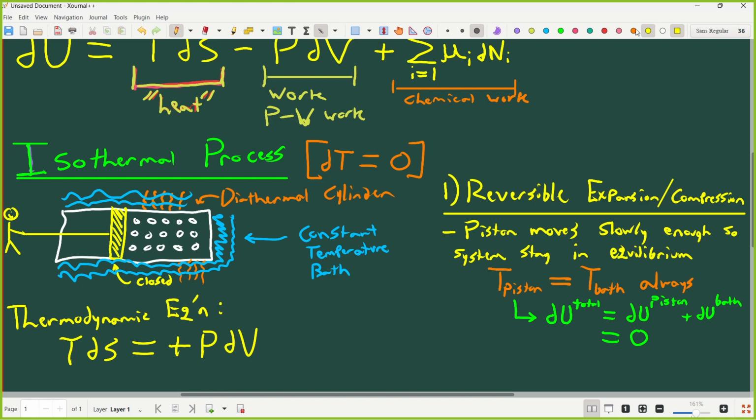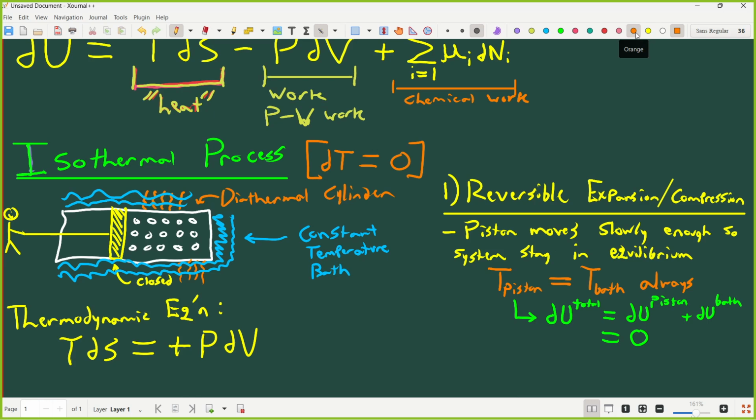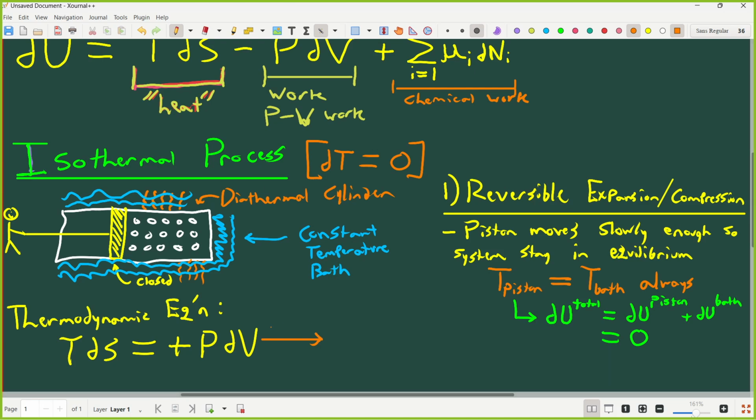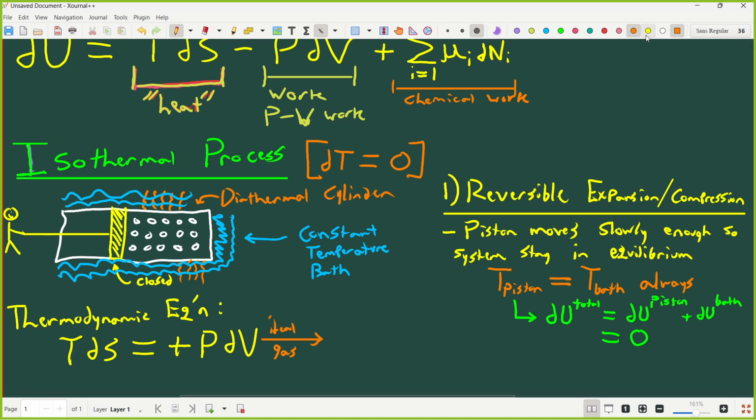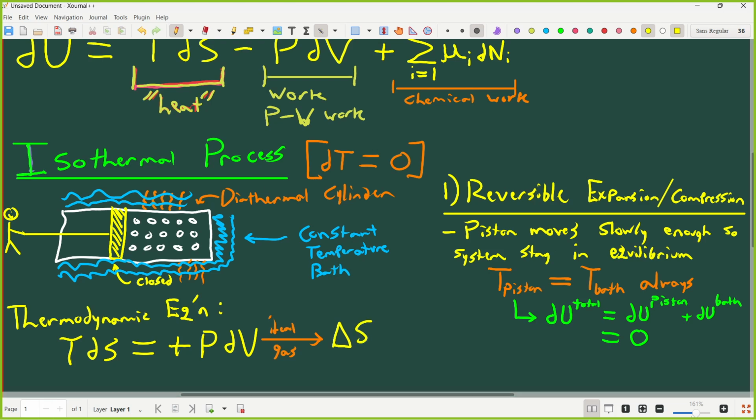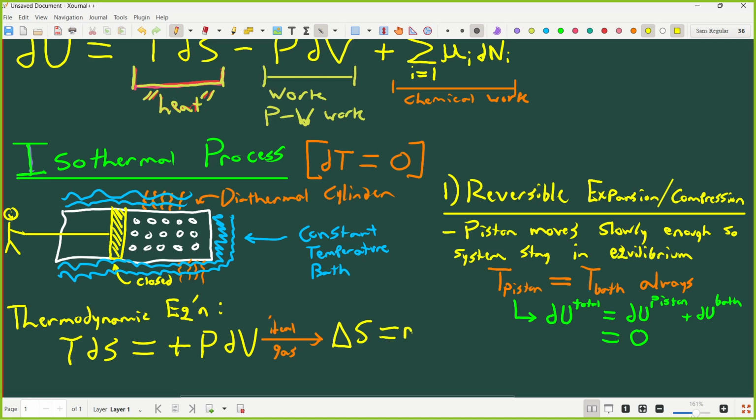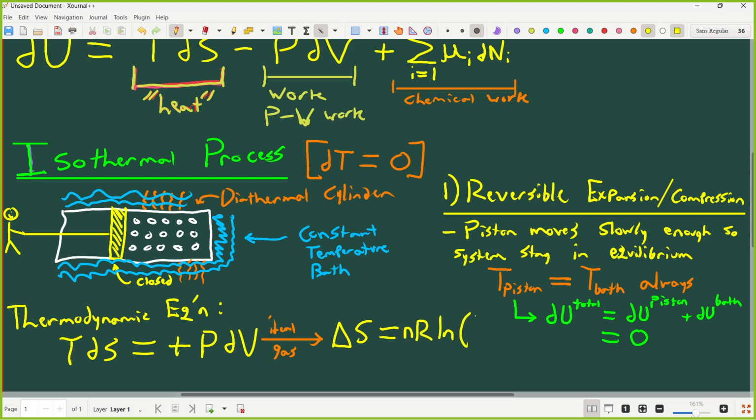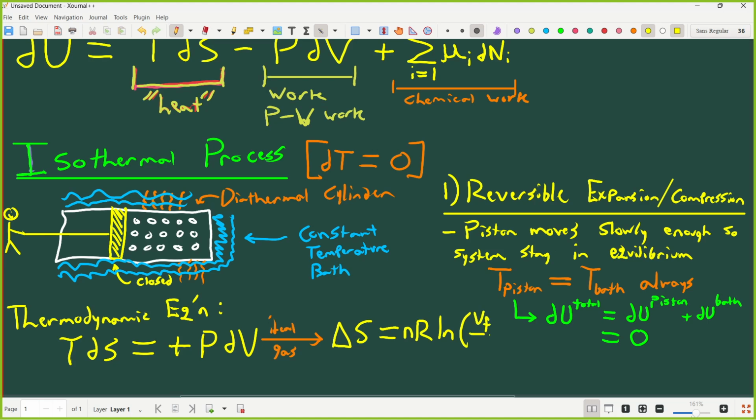All right, and again, we worked through this equation. We assumed an ideal gas. And we got this lovely, very simple equation, which says that the change in entropy upon moving the volume by compressing or expanding is equal to the number of moles of the gas times the gas constant times the log of the volume ratio, the final volume divided by the initial volume.